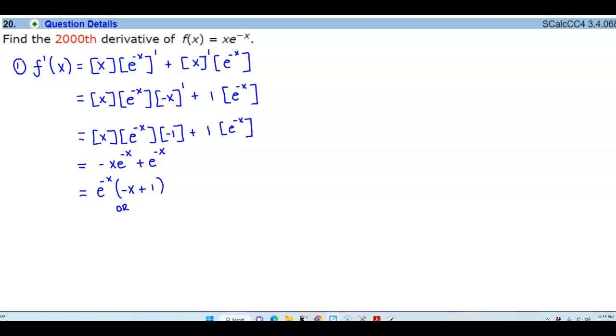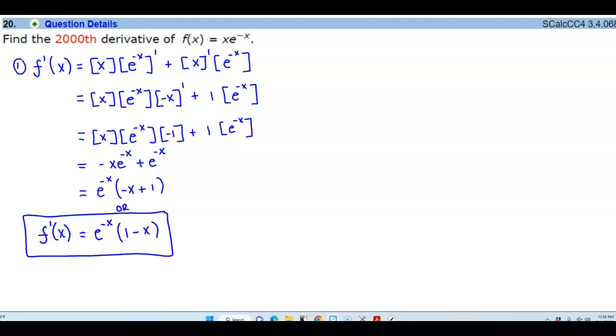Or we can just rewrite it as the following. It's going to be e to the negative x times 1 minus x. And that's going to represent the first derivative. Okay, now let's find the second derivative.